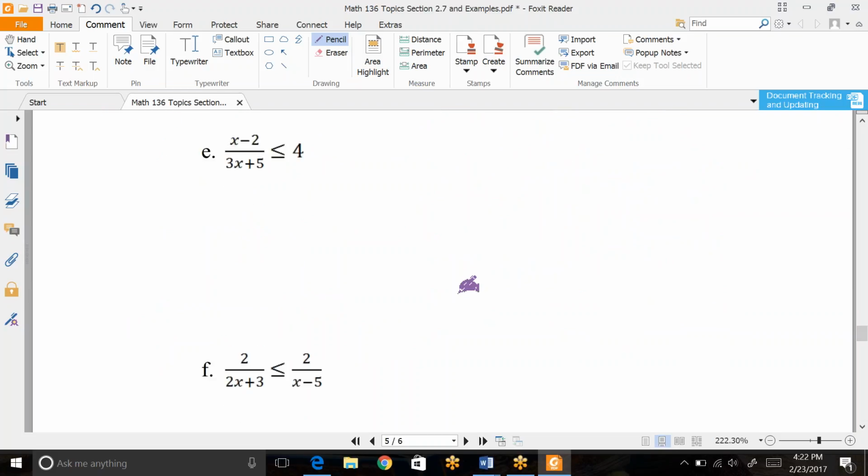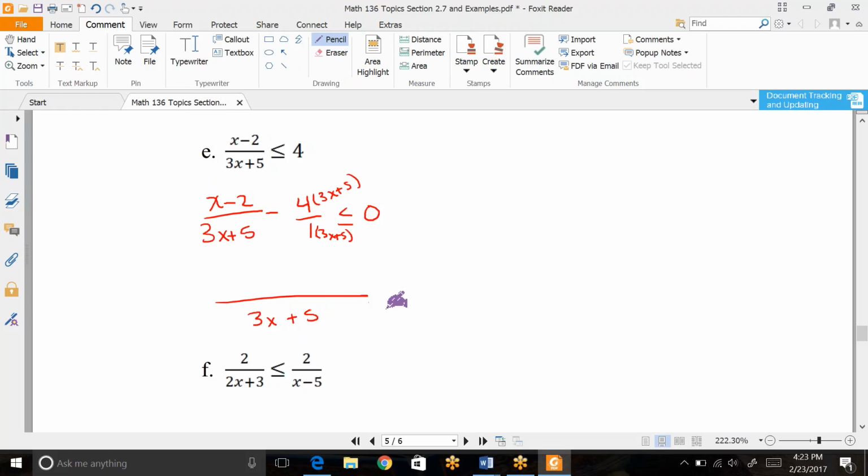Okay, let's talk about E. We need to subtract the 4 over first. Do not try cross multiplying. This is not an equation. So if we subtract the 4 over, we could make that 4 over 1. Get a common denominator by multiplying the right part by the 3x plus 5. That would make this 3x plus 5 on the bottom.